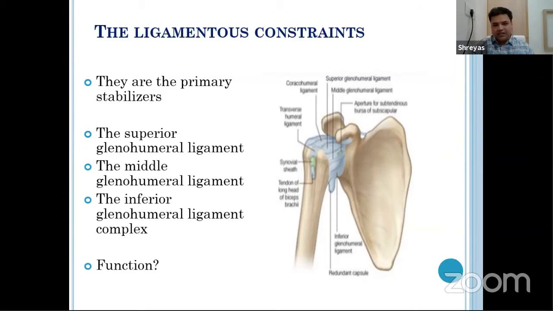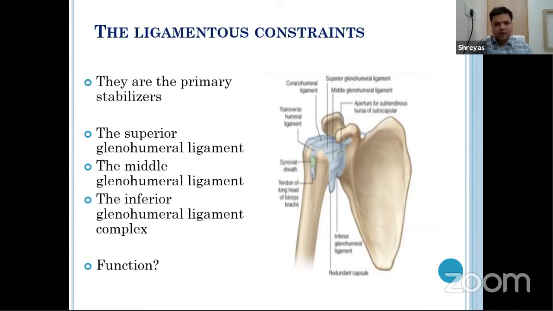What are their functions? The superior glenohumeral ligament is a primary restraint to anterior and inferior subluxation of the humerus in 0 degrees of abduction, while the middle glenohumeral ligament is a primary restraint to anterior subluxation of the humerus at 45 degrees of abduction. Then there is the inferior glenohumeral ligament complex. Why is it called a complex? Because there are three structures there: an anterior band, a posterior band, and the axillary pouch.